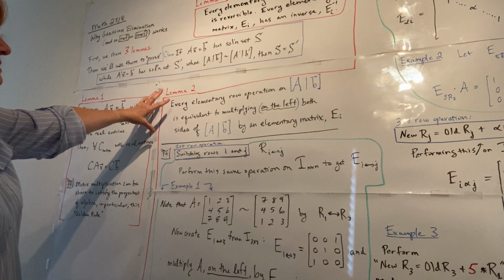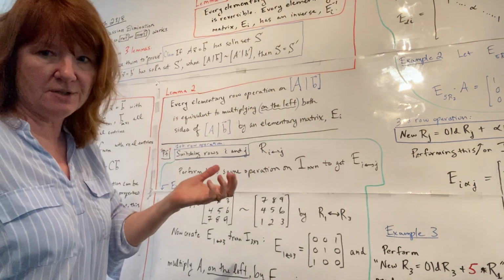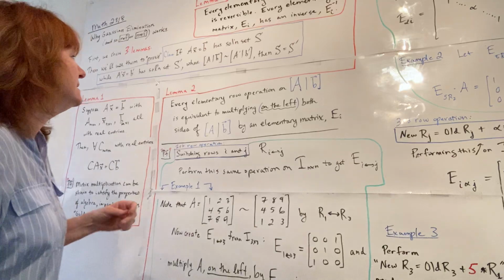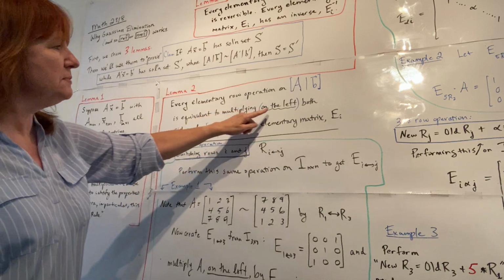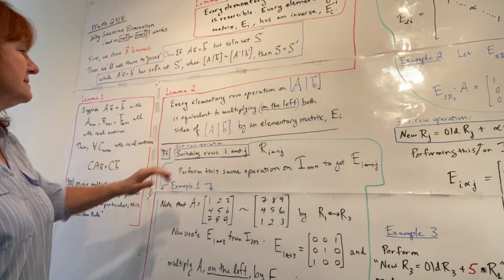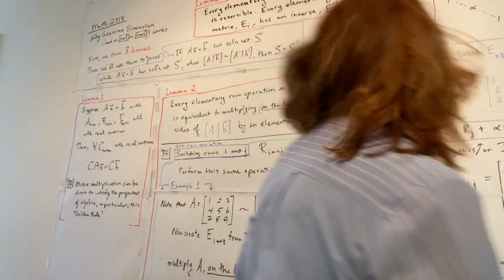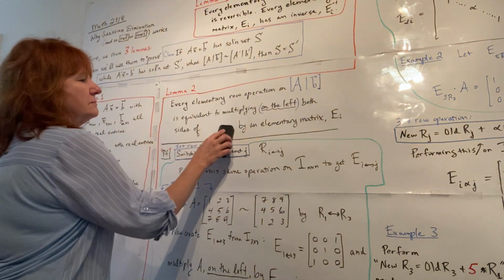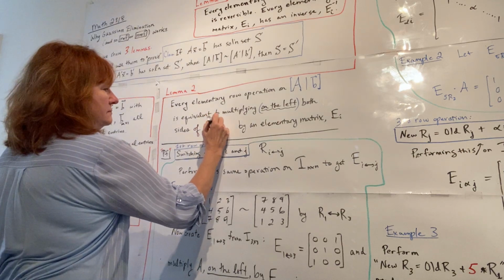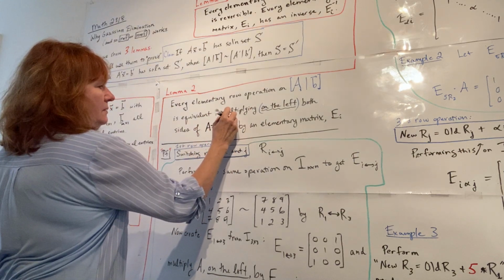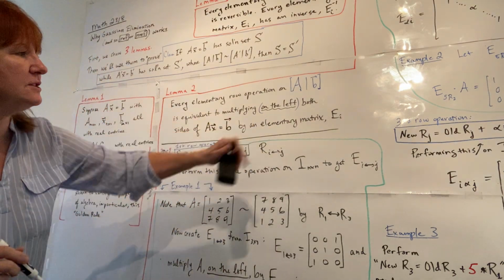All right, lemma 2 says that every elementary row operation, remember Gaussian elimination is just a sequence of elementary row operations, on the augmented matrix AB is equivalent to multiplying on the left both sides of the equation AX equal to B by an elementary matrix E_i.